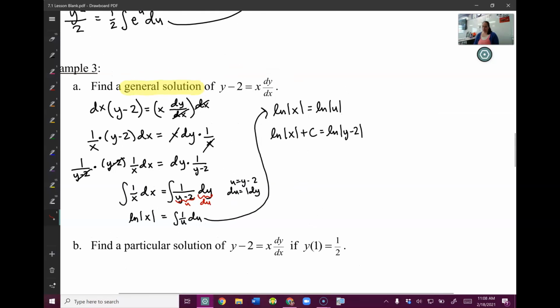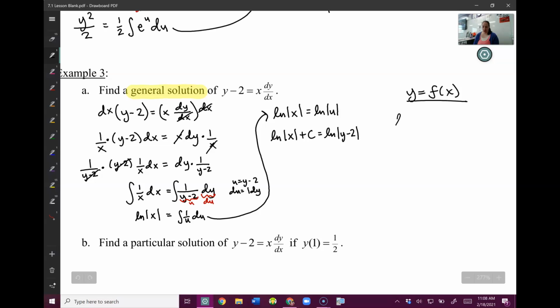Now, to see an example of why this is easier, let's say this problem did ask for a function, or y equals f of x. So let's go through and talk about how we would solve this problem if we needed to solve for y. Now, if I needed to solve this for y, I would start by doing e to the left side, e to the right side.